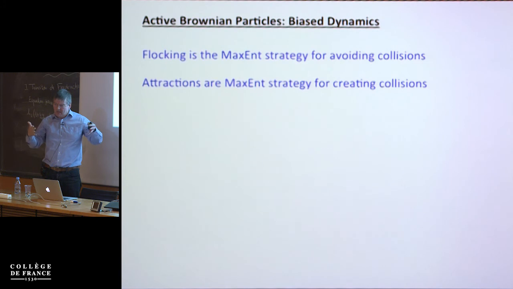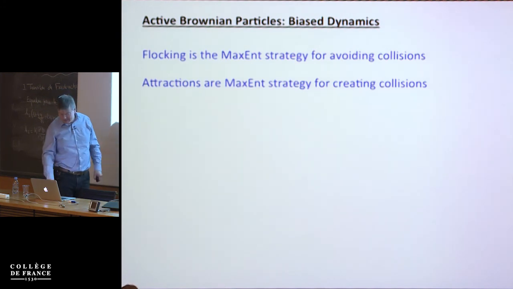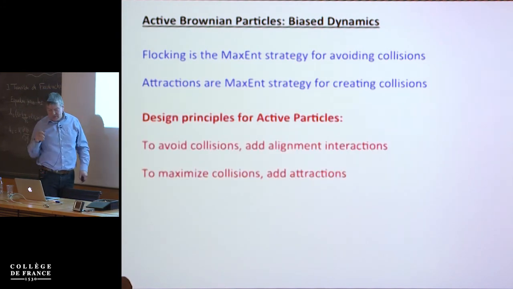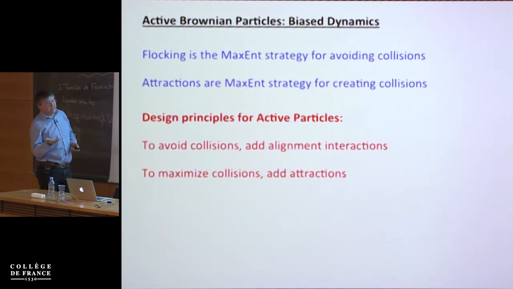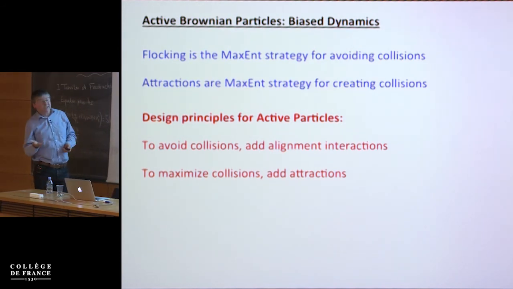I can look at my trajectories and I can say I want trajectories which achieve this property, and this ensemble is the most likely ensemble to do that without any further information being applied. So it's a strategy. Now, does that become a design principle? Well, in these cases, clearly it does. It's rather trivial, in a sense. To avoid collisions, add alignment interactions. To maximize them, add attractions.